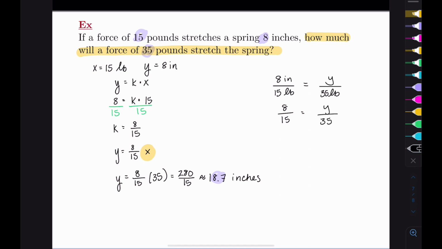We just need to solve this equation for Y. And to do that, again, you can cross multiply, but really you can times this side by 35, do the same thing over here, and you end up with exactly the same equation. Okay? So direct variation is another way to just say things are directly proportional. Very specific type of linear equation. Okay?